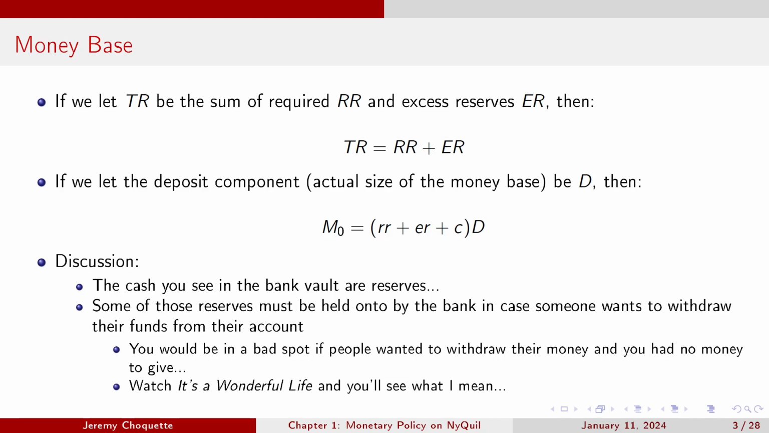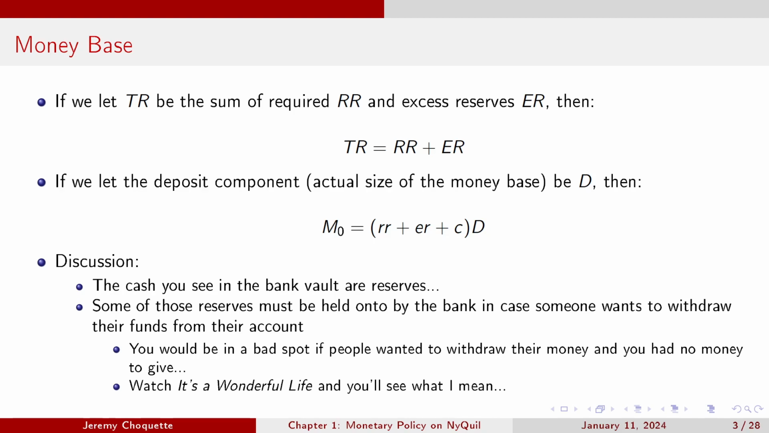If we were to let the deposit component, so just the amount that you put in, say $1, be, say, capital D, then that dollar would be split up between required reserves, excess reserves, and, well, currency. So the cash that you see in the bank, in that vault there, are reserves.